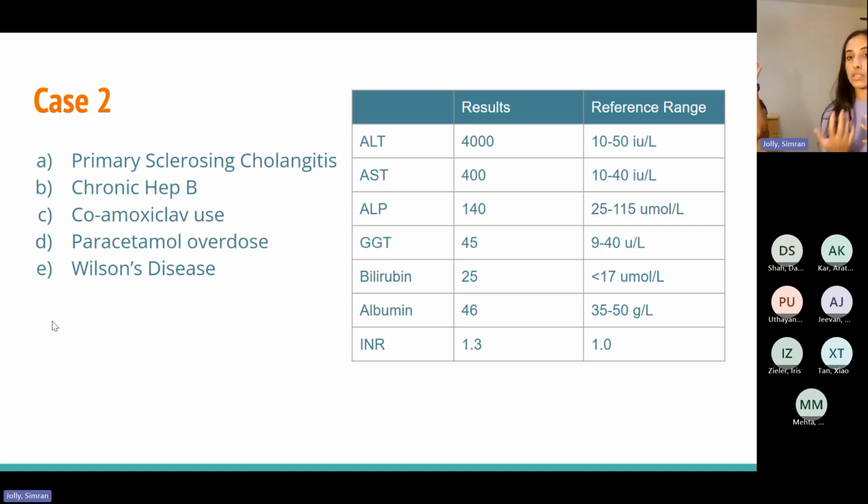You're going to get cirrhosis, and you're going to get the classic Kayser-Fleischer rings, and they also get a Parkinson's-like picture as well. So that narrows us down to co-amoxiclav use and paracetamol overdose. Anyone want to take a guess at which one it might be?